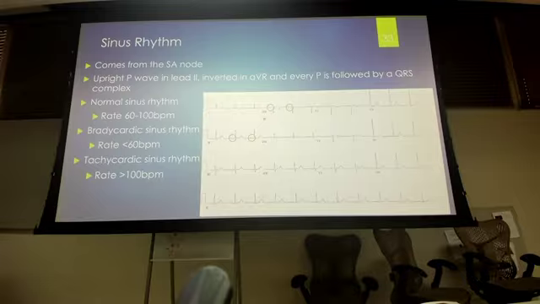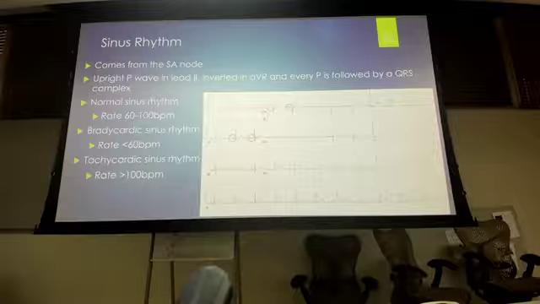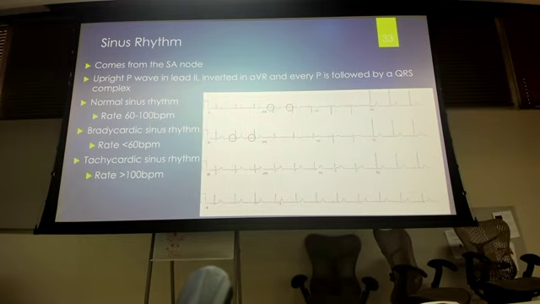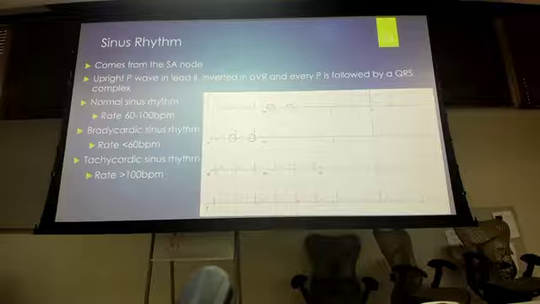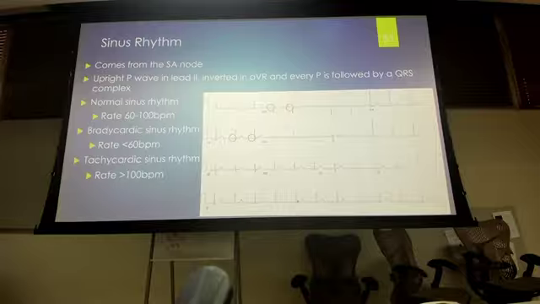Meaning we start here, we've got upright here and down going here, fine. But we may look down here like, yeah, but I'm missing a beat. That doesn't mean it's not coming from the SA node, it means something is blocking it from getting down to the ventricles. So upright in 2, down going in AVR for our P wave is an indication that this is coming from the SA node. Now we need to determine, is it a normal sinus rhythm between 60 and 100? Is it a bradycardic sinus rhythm, so less than 60, or is it a tachycardic sinus rhythm, which is greater than 100?